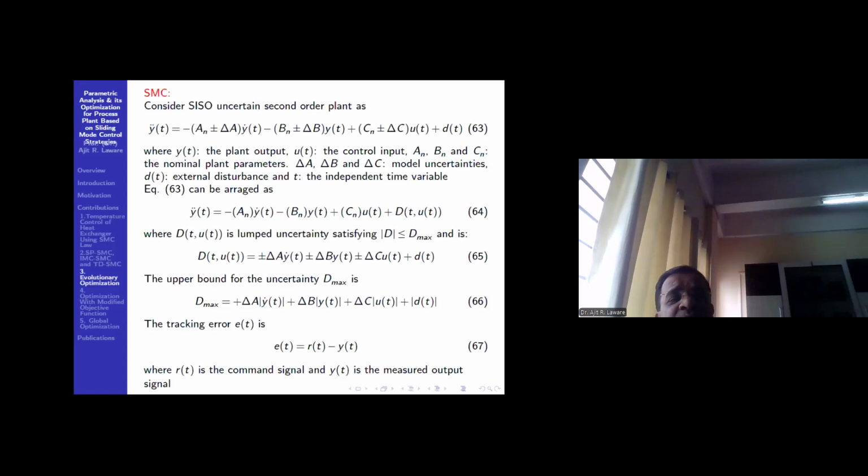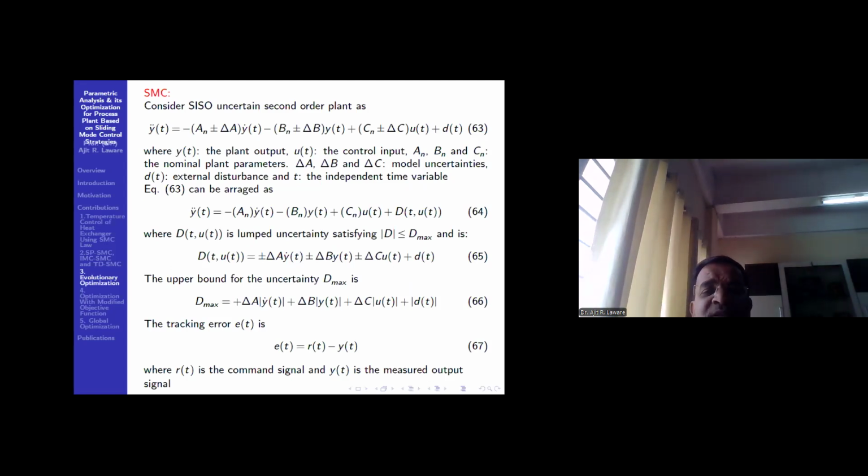So consider a single input, single output, uncertain second order plant. In equation 63, y of t is the output. AN, BN, and CN are the nominal or estimated plant parameters, whereas delta A, delta B, and delta C are the model uncertainties. U of t is the control input, and the final term d of t is the external disturbance, and obviously t is the independent time variable.